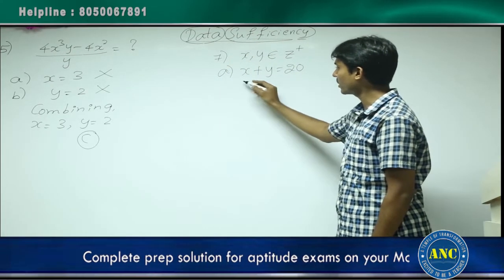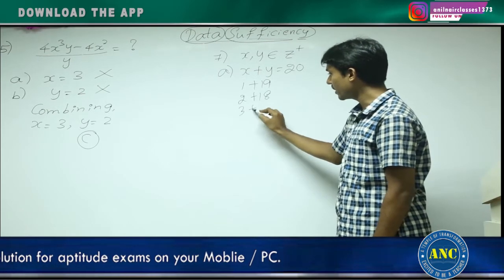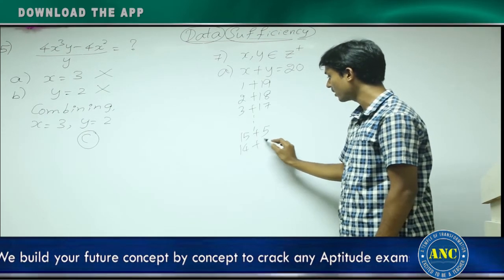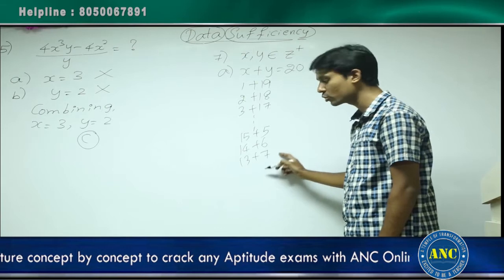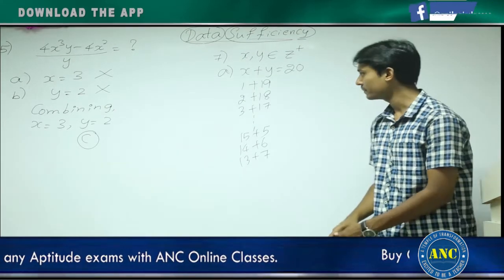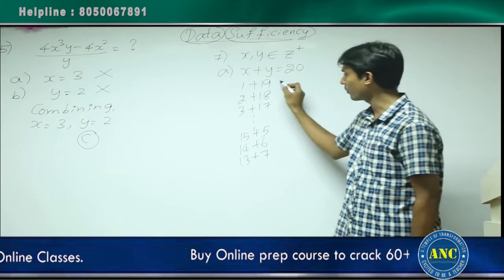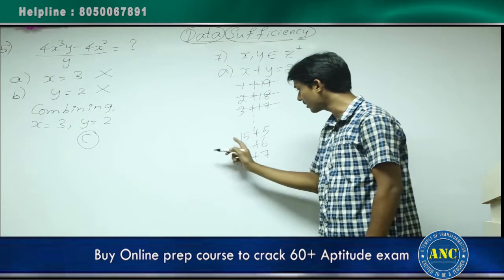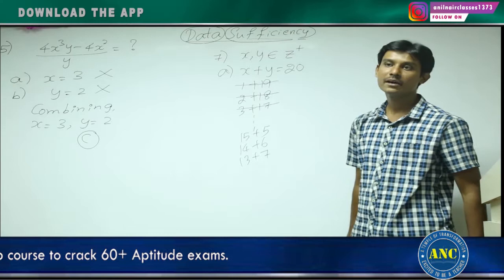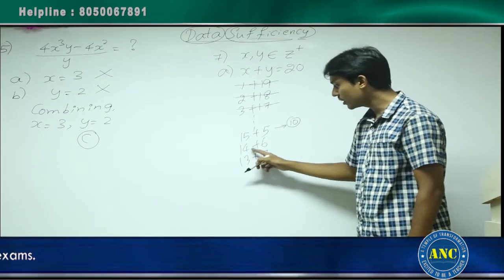See here. What are the possible values of x and y? 1 plus 19 is 20. 2 plus 18 is 20. 3 plus 17 is 20, 15 plus 5, 14 plus 6, 13 plus 7. Like that you will get so many values, right? What is the main question? How much x is greater than y? X is 1 here, y is 19, x is not greater than y. Forget about these cases. If I take x is 15, y is 5, how much x is greater than y? By 10 units, right?